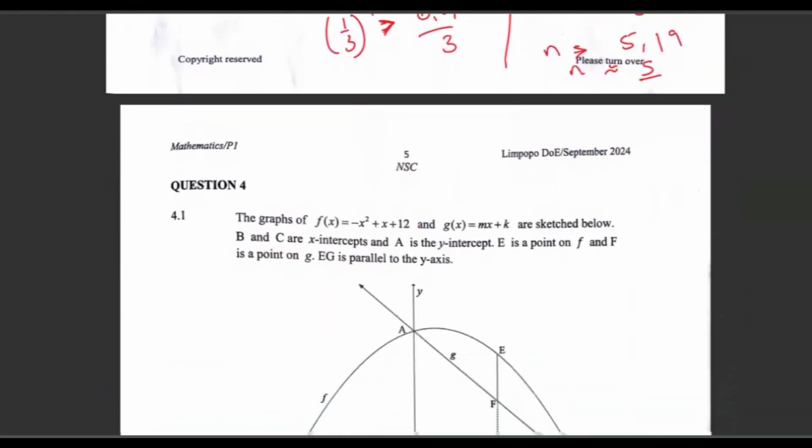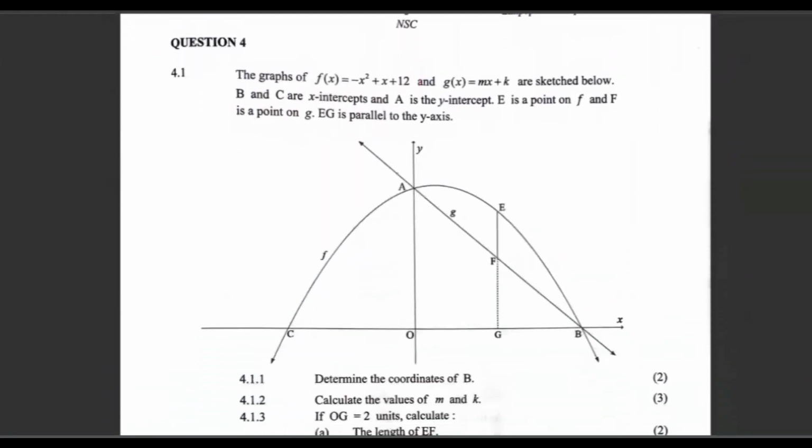Let's move on to question 4, which will be functions. They're telling us that the graphs f of x, which is a parabola, and g of x, which is a straight line, are sketched below. B and C are x-intercepts, and A is the y-intercept. E is a point on F, and so on and so forth. EG is parallel to the y-axis.